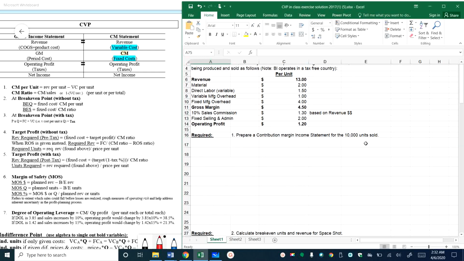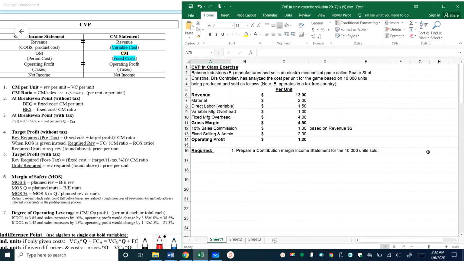So why don't you try this first part? It gives you a bunch of the costs for one product in one unit. And question 1 says, prepare a contribution margin income statement for 10,000 units. So why don't you try preparing a contribution margin income statement for 10,000 units and not just one.